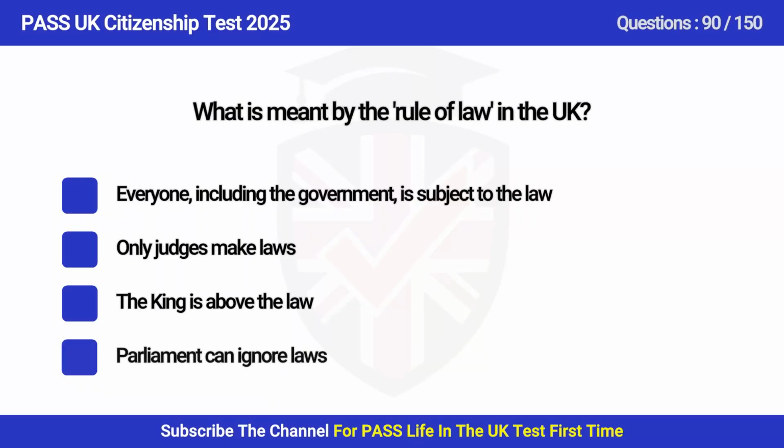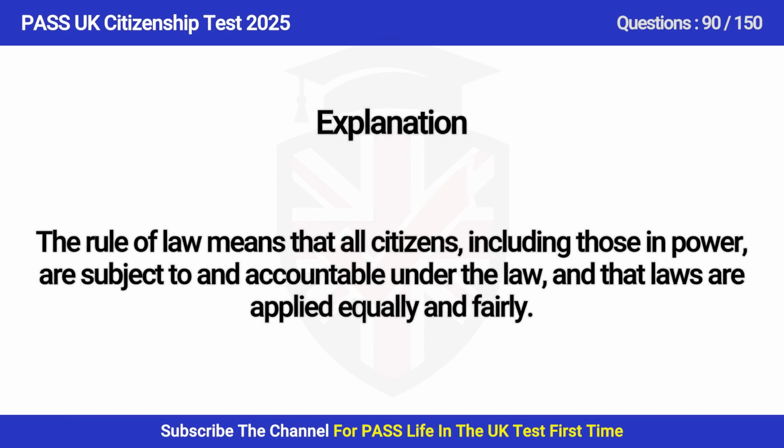Question 90. What is meant by the rule of law in the UK? A. Everyone, including the government, is subject to the law. B. Only judges make laws. C. The king is above the law. D. Parliament can ignore laws. Answer is A. Everyone, including the government, is subject to the law. The rule of law means that all citizens, including those in power, are subject to and accountable under the law, and that laws are applied equally and fairly.